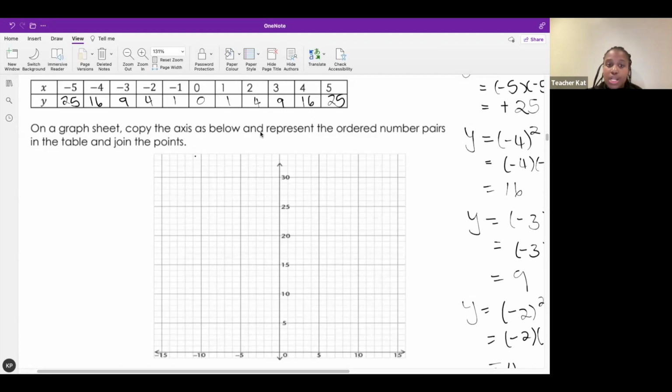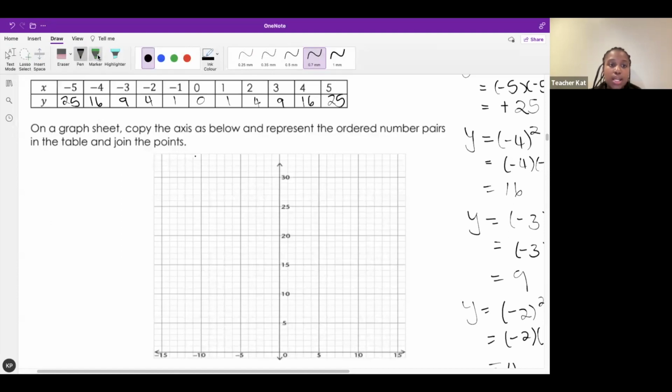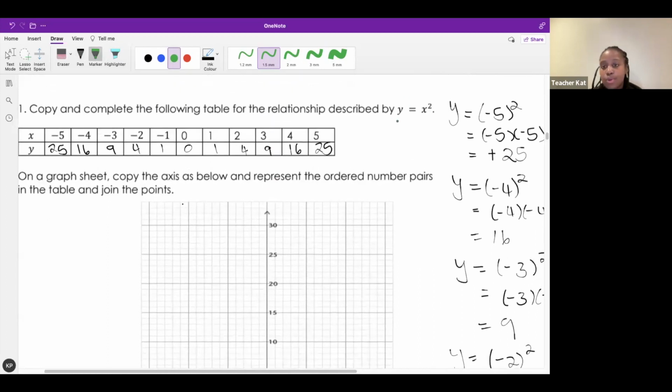Now, let me ask you, do you guys think this will be a straight line graph? No, this is not a linear graph. And what could have told us that in the formula? This formula would have told us that this is not a linear graph. What is it about that formula that would have told us that? It says y equals x squared.